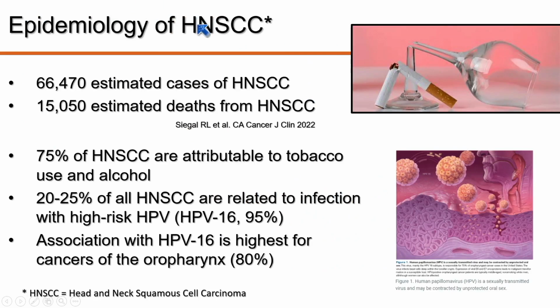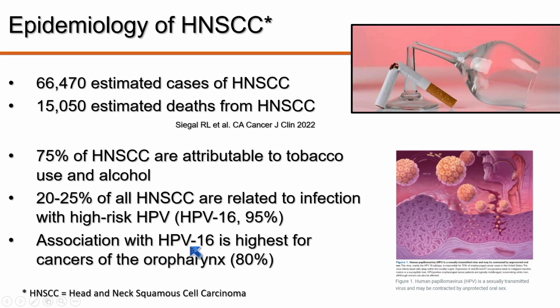So, the epidemiology of head and neck squamous cell cancer. In 2022, the estimated number of cases of head and neck squamous cancer is over 66,000, with 15,000 estimated deaths. We know that three-quarters of head and neck squamous cell cancers are attributable to tobacco and alcohol. I mean, that's what we always knew, right? That was the thing you would ask in your clinical history: do you have a history of tobacco smoking, alcohol use for head and neck cancers? That's what it was. But now we know that up to 25% are going to be related to infection with high-risk HPV, with HPV 16 taking up the great majority of the cases.